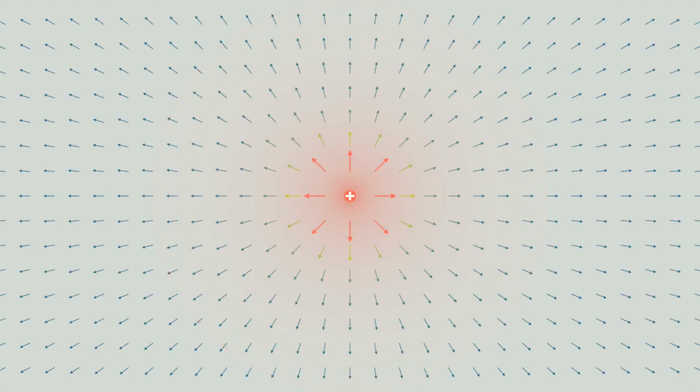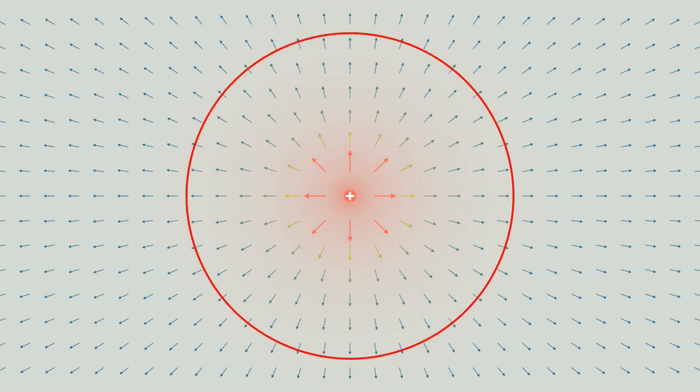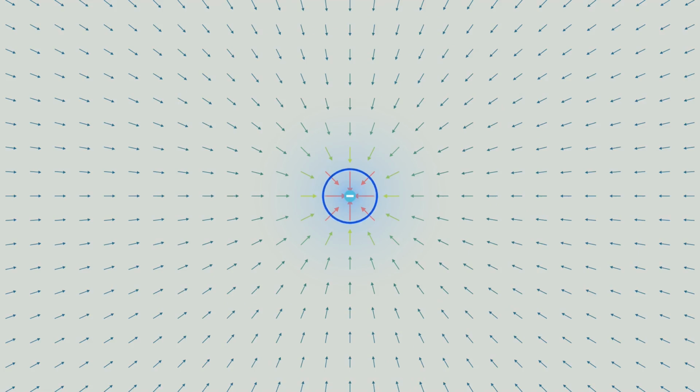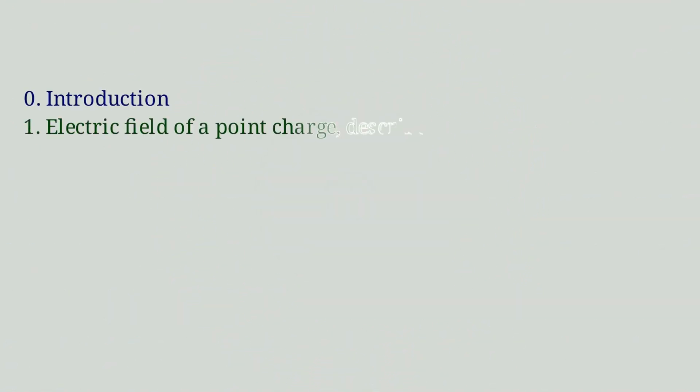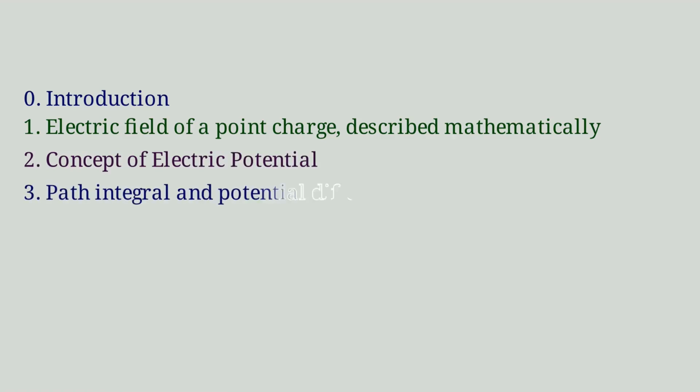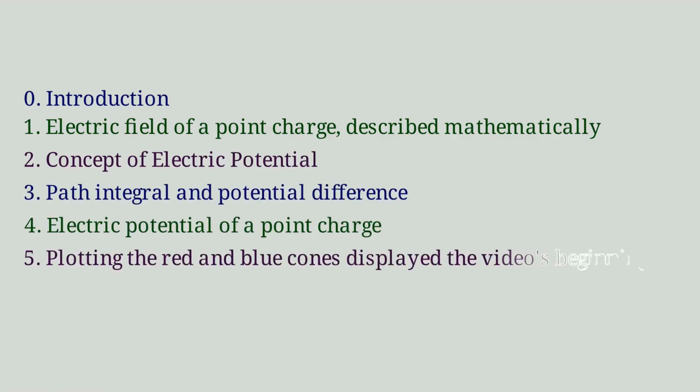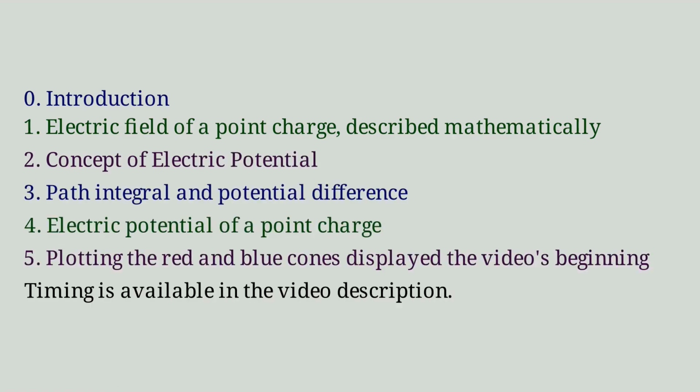For a positive charge, the vector field is directed outwards. On the contrary, if the charge is negative, the field points inward to the charge. These are the contents that will explain the electric field and potential for a point charge. Feel free to jump to the specific part that you need, or you might just go with the flow.